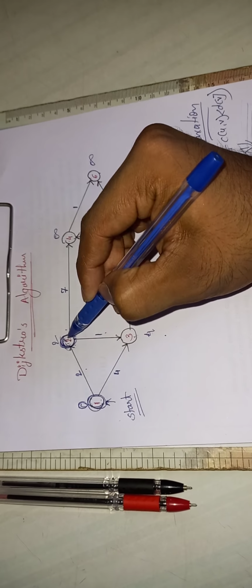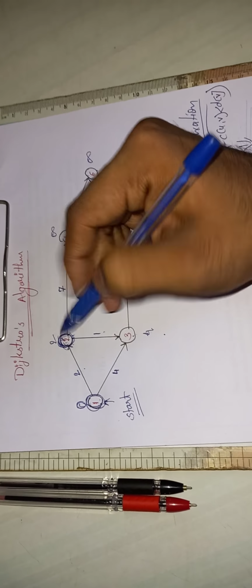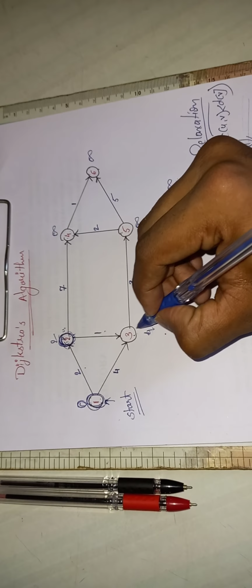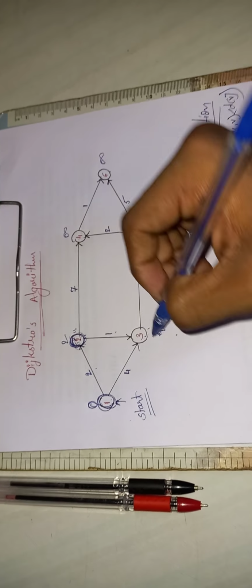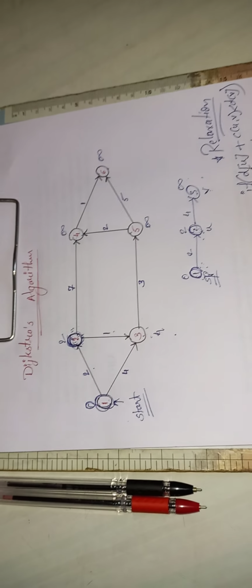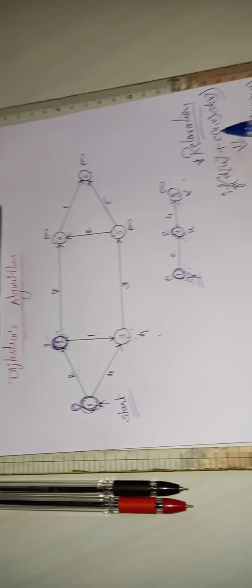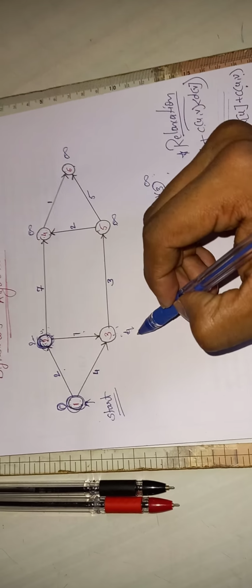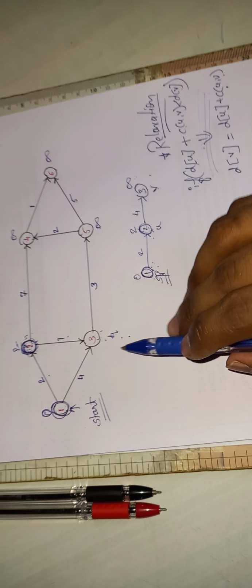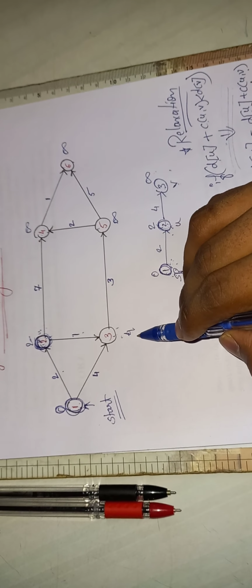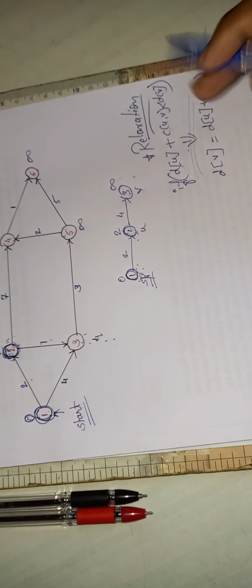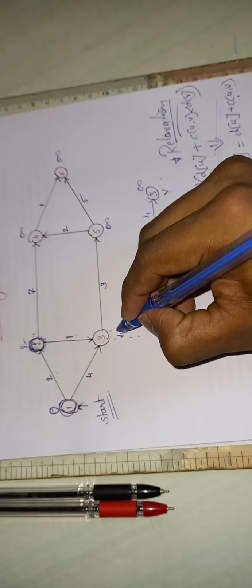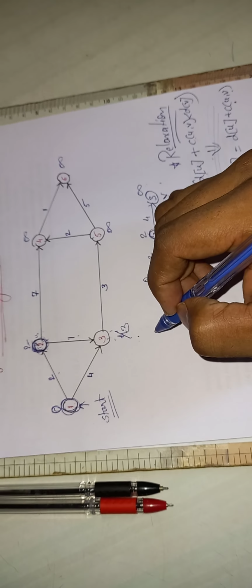Now we are towards v, we are towards u. Let's consider this as u and this as v. So u plus the cost of this edge, means 2 plus 1, that is 3. But is 3 less than 4? Yes, it is less than 4. Then with respect to this formula we are allowed to update it, means we have relaxed this one.